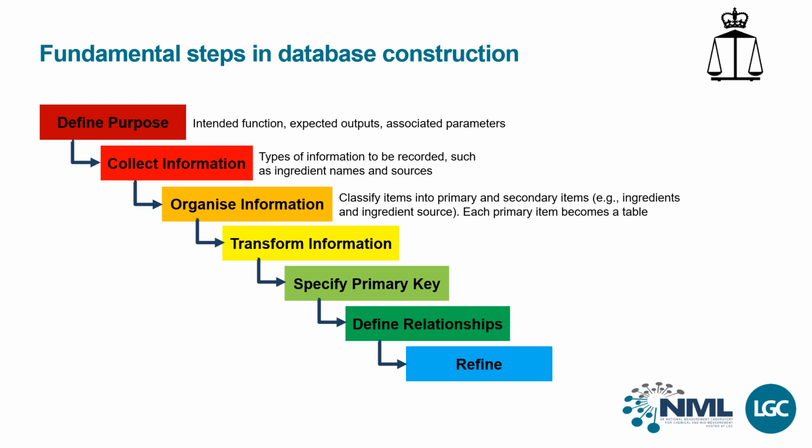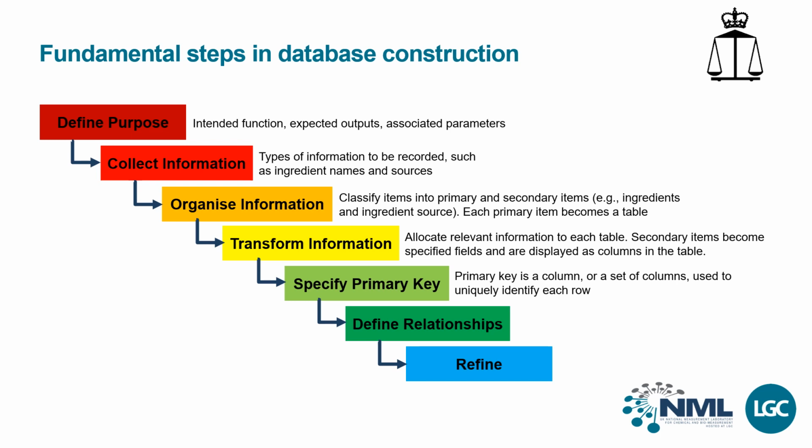For example, ingredients and ingredient sources. The defining factor here is that each primary item becomes a table. During step 4, the data generated by the analytical methods is allocated into the primary item tables defined during the information organisation stage. In step 5, a primary key is specified, which is a column or a set of columns which can uniquely identify a row.